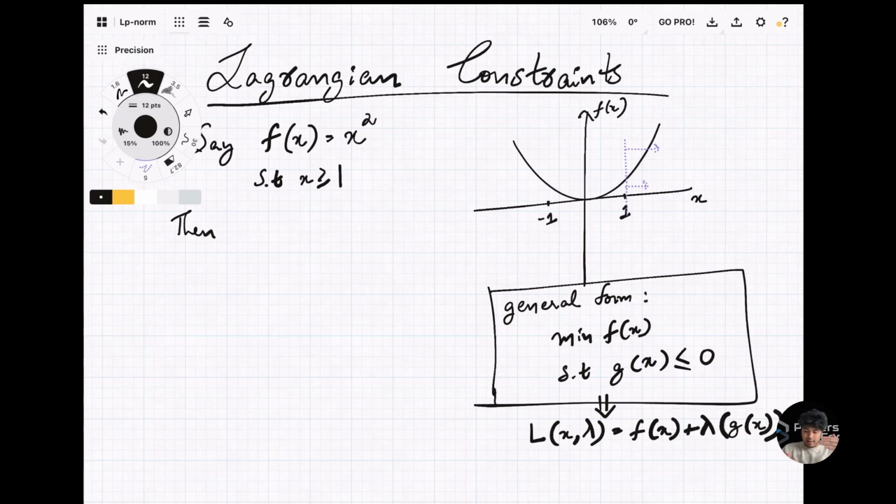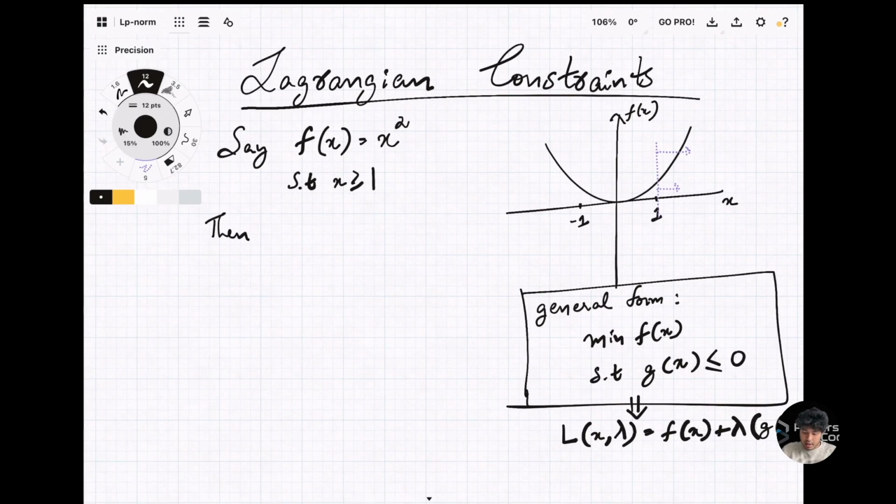So let's take an example. Let's say we have f of x equals x squared, right? Simple function. We all know what that is. It's like a bowl-shaped function. But we are saying subject to x greater than or equal to 1. So we are talking about this region, right? And we are trying to minimize this, right?